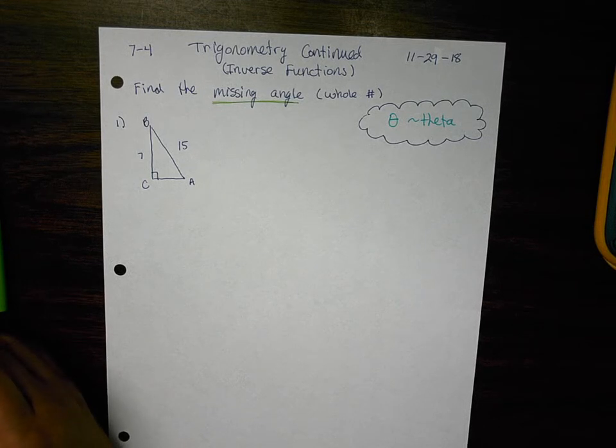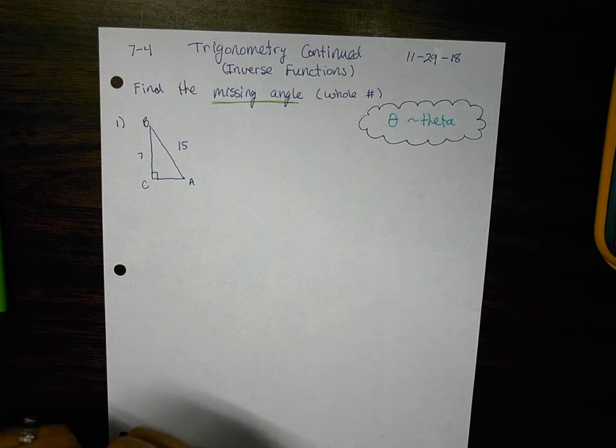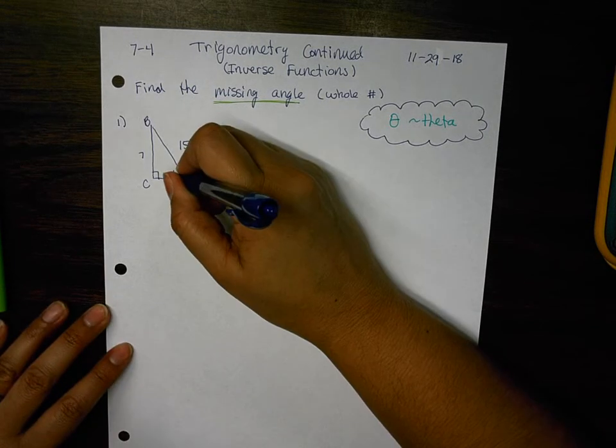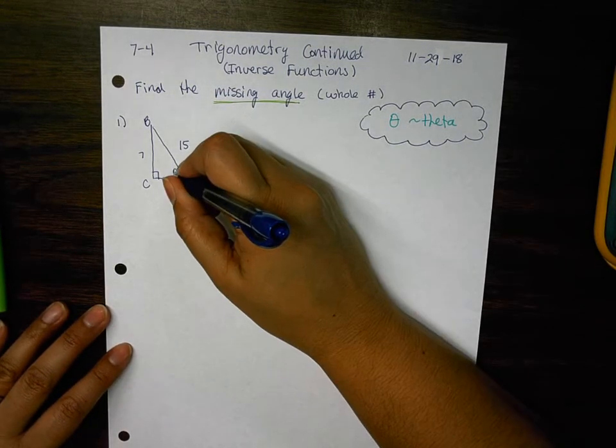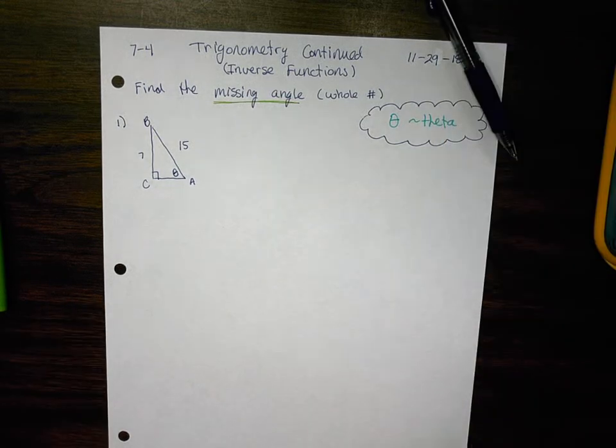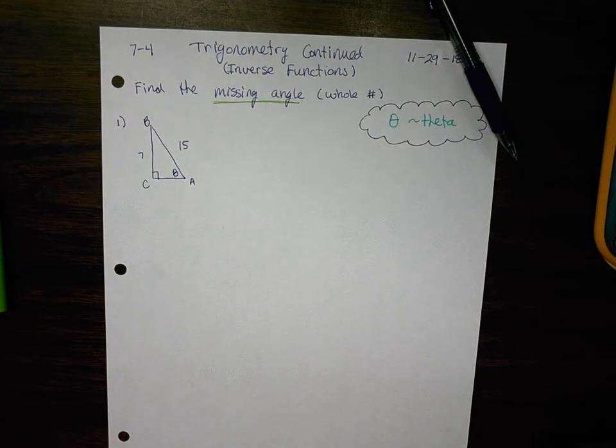Okay, so here's what it's going to look like. They're going to put a theta right in here. Theta is equivalent to using X or Y or Z. It's just that theta is commonly used to refer to an angle. Theta is rarely ever used to label a side. It's most commonly used to label an angle. It's just a letter. We use it quite often in math to talk about an angle.